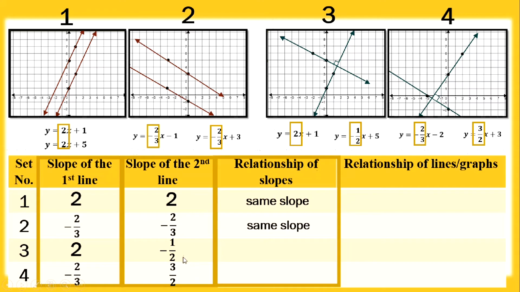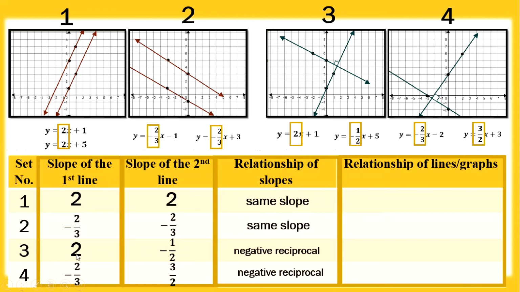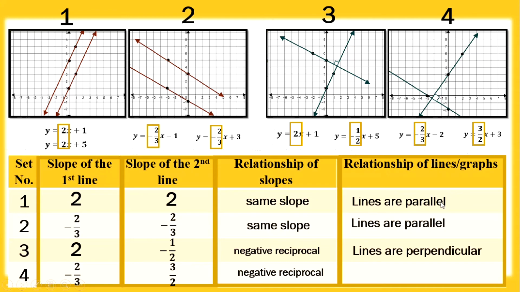So, kung napapansin natin, relationship ng slope nila is the negative reciprocal of each other. Reciprocal of 2 is 1/2. Then, negative. Reciprocal ni 2 over 3 is 3 over 2. Negative dito, naging positive dito. So again, negative reciprocal. How about the relationship of the lines or graph? For the first set, na-prove natin na parallel ang lines. Same with the second set. And for the third and fourth set, the lines are perpendicular.